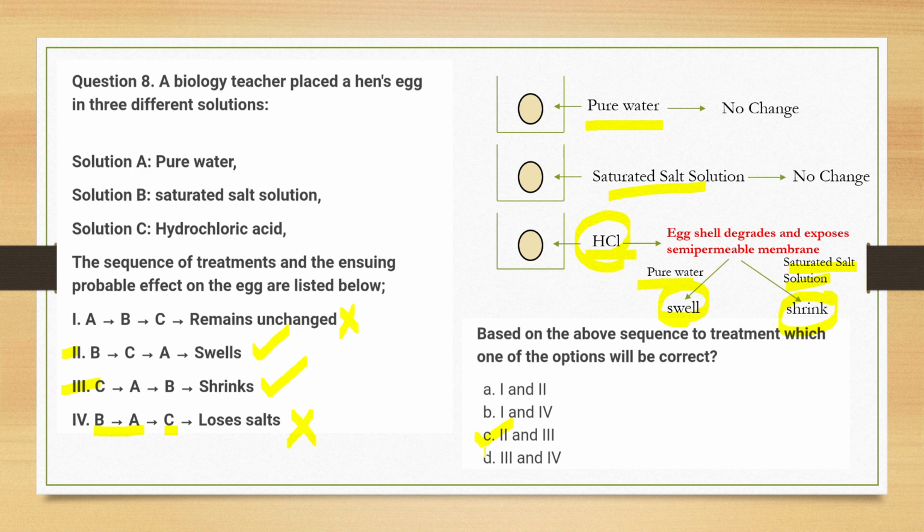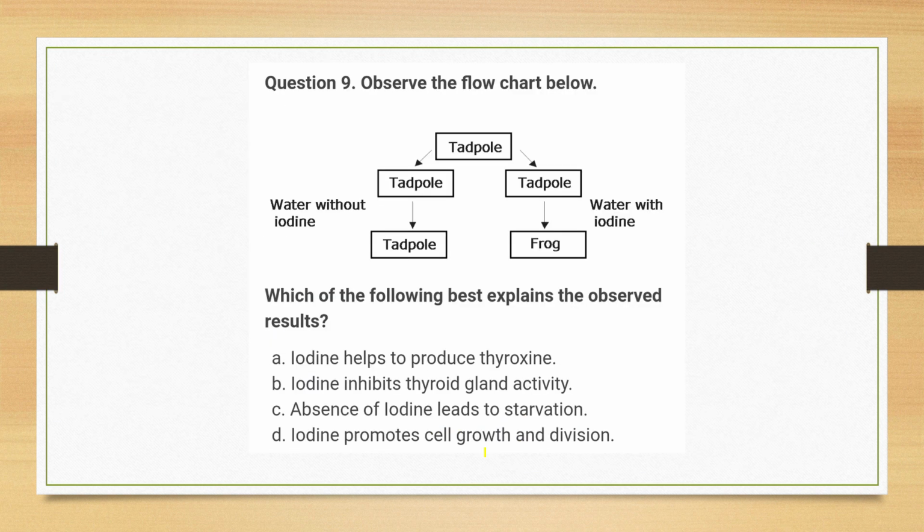Okay, now coming to question number 9, tadpole. In water without iodine, a tadpole remains a tadpole, but in water with iodine it gets metamorphosed into a frog. Why does this happen? Because iodine helps in the formation of thyroxine hormone, and thyroxine hormone is necessary for the metamorphosis of tadpole into frog. So the correct answer would be iodine helps in production of thyroxine.